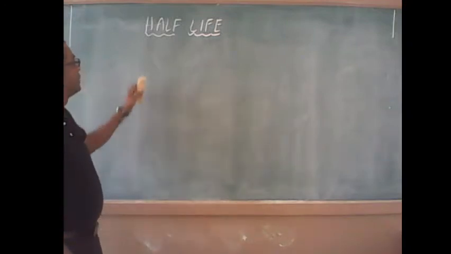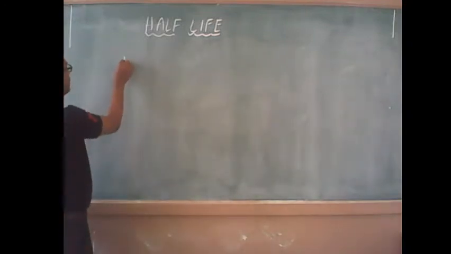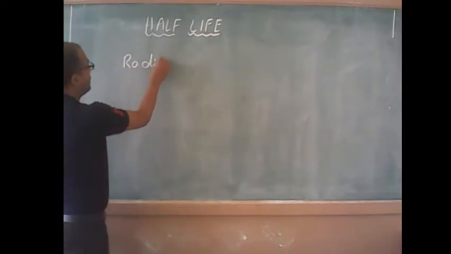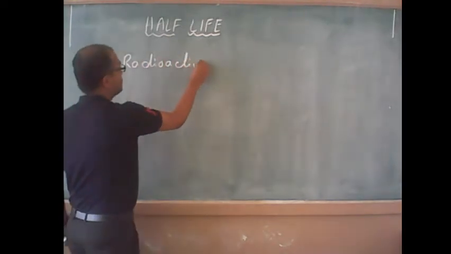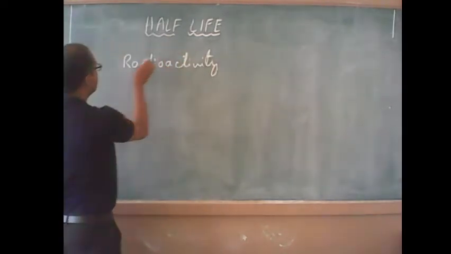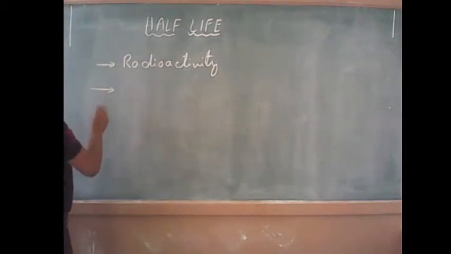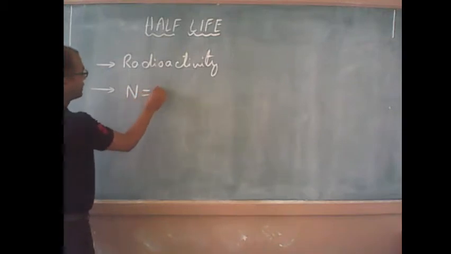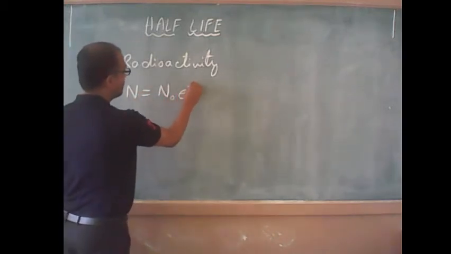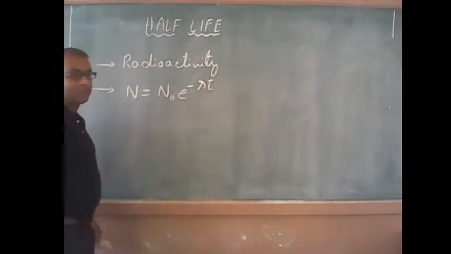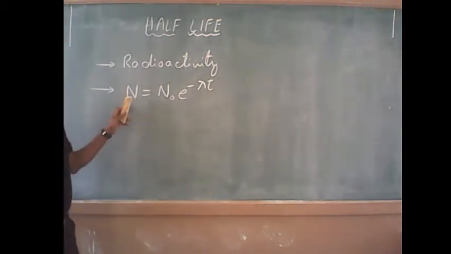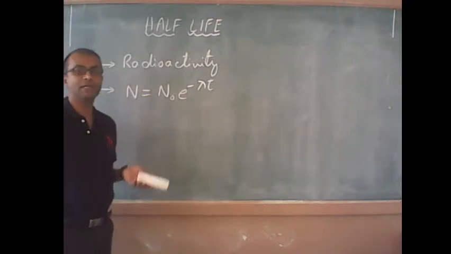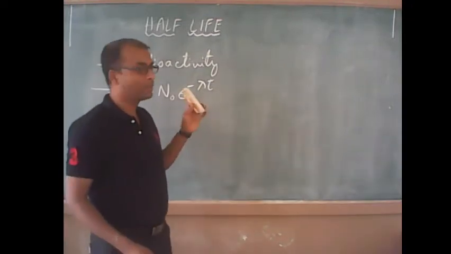Last class we talked about radioactivity and we discussed the Rutherford-Soddy's law of radioactive disintegration. In mathematical form, we wrote it as N is equal to N naught e to the power minus lambda t. So this equation is about the Rutherford-Soddy's law of radioactive disintegration. And radioactivity, as we understand, we discussed it in the last class.